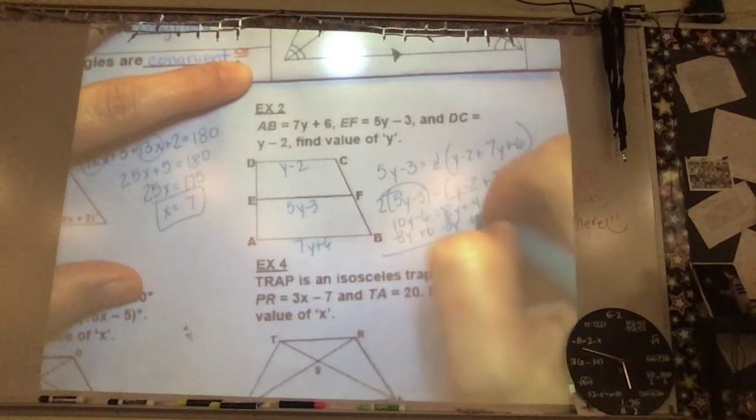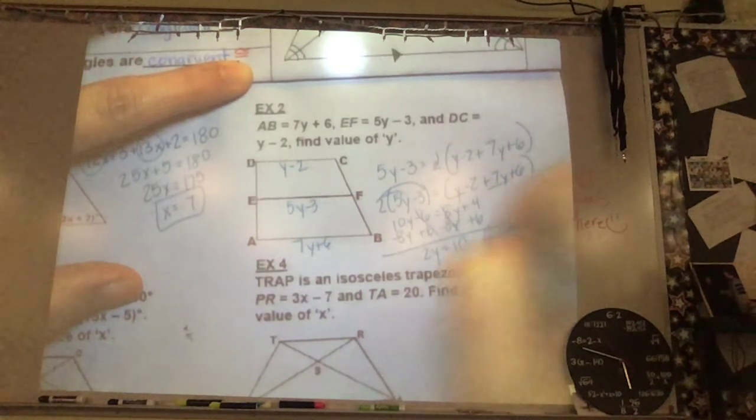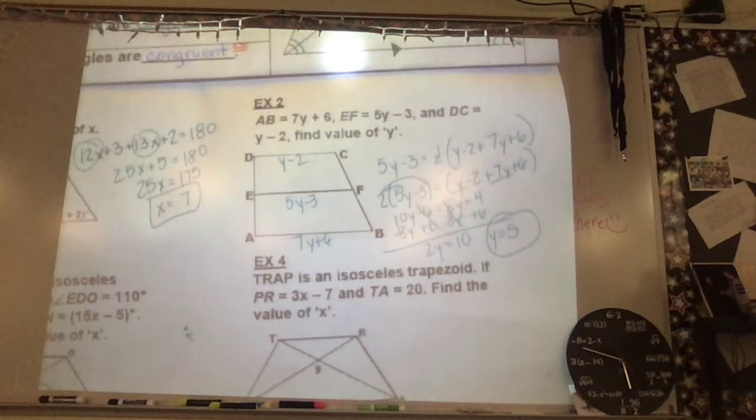Plus 6. So I have 2y equals 10, so y equals 5. How'd it go? Good? Okay. All right. 2 more of these, and then we'll do kites.